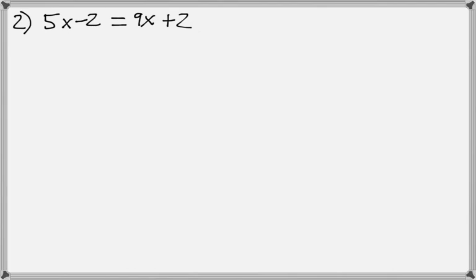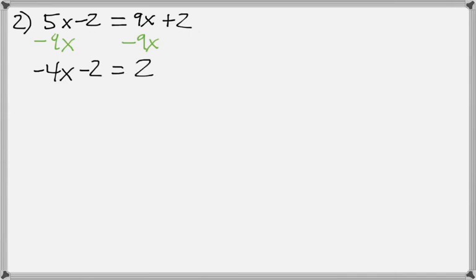And on number 2, we have x's on both sides of the equation. So we actually only want x's on one side of the equation. And it doesn't really matter which side you go to. Some people like to always move their x's to the left. Some people always like to move their x's to the right. Some people don't care. So I'm going to move my x's to the left, meaning I want to subtract 9x from both sides. And that's going to give me negative 4x minus 2 is equal to 2.